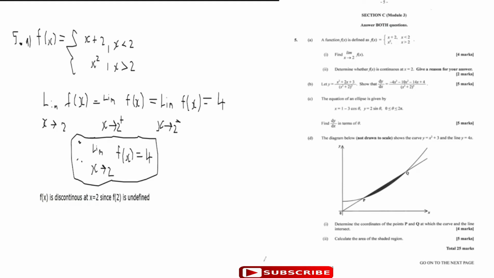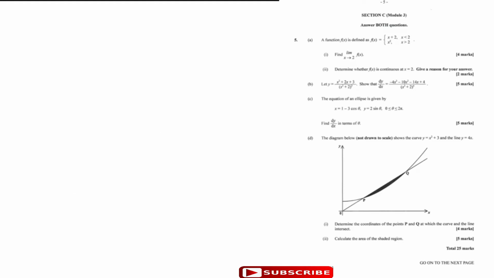Let's have a look at part B now. Part B says y is equal to x squared plus 2x plus 3, and all of this is divided by x squared plus 2, all cubed. So that's y, and show that dy by dx is that thing there.